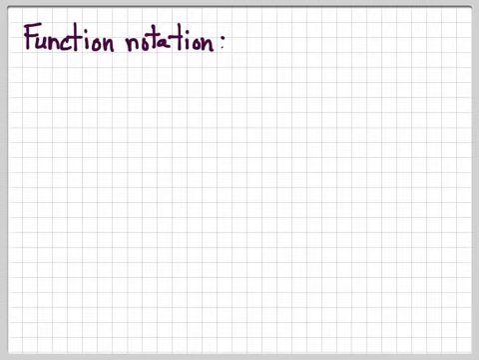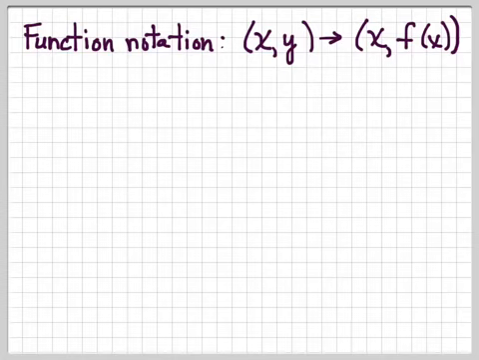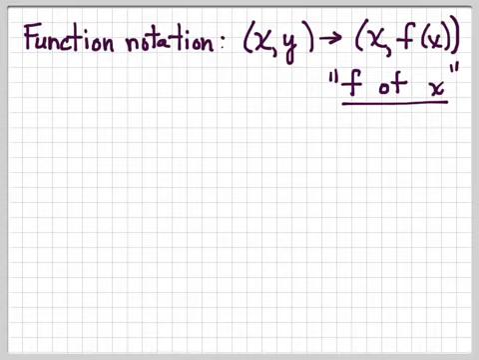Let's talk about function notation. Normally we have x, y. That's what we're used to looking at. But in function notation, instead of y, we substitute f of x. F of x means a function of x. So this coordinate would be x, and then the y coordinate would be the function of x.